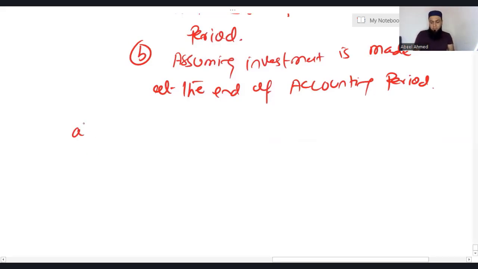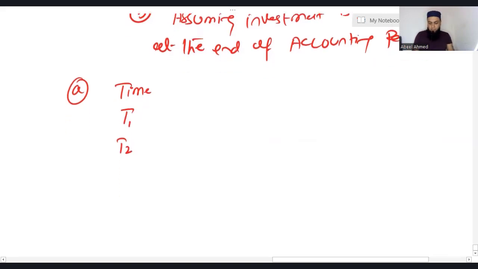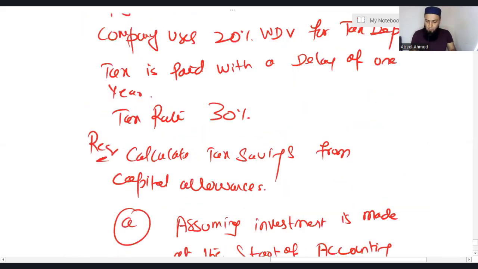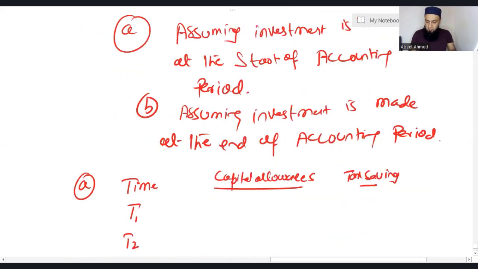Okay, let's deal with part A, time. Project life is 3 years, but the impact goes till 4 because tax is paid with a delay of 1 year. T1, T2, T3 and T4. Let's take capital allowances, another name for the tax depreciation. Capital allowances. Then tax savings. Amount of the investment is 1,50,000.